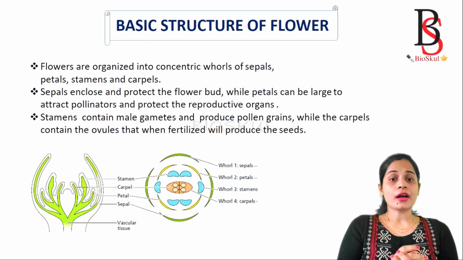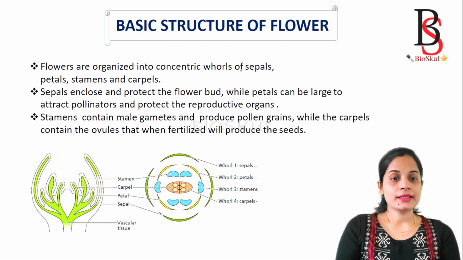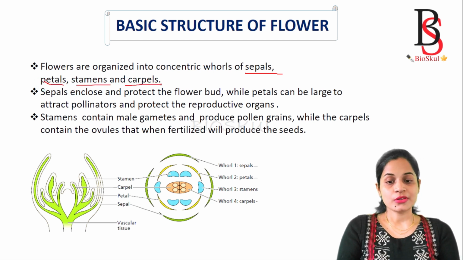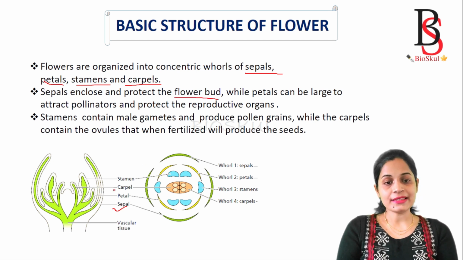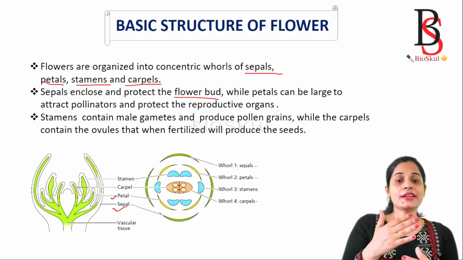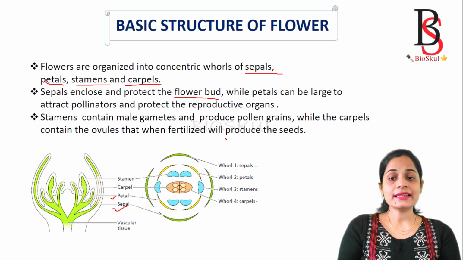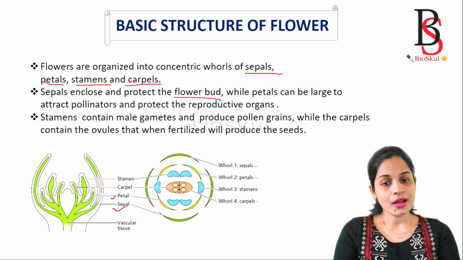The flowers are organized into 4 concentric whorls. Those are sepals, then petals, stamens and carpels. So here in the diagram you see this is the sepal, and the function of sepal is to protect the flower bud, while the petals are large and attract the pollinator and protect the reproductive organs.